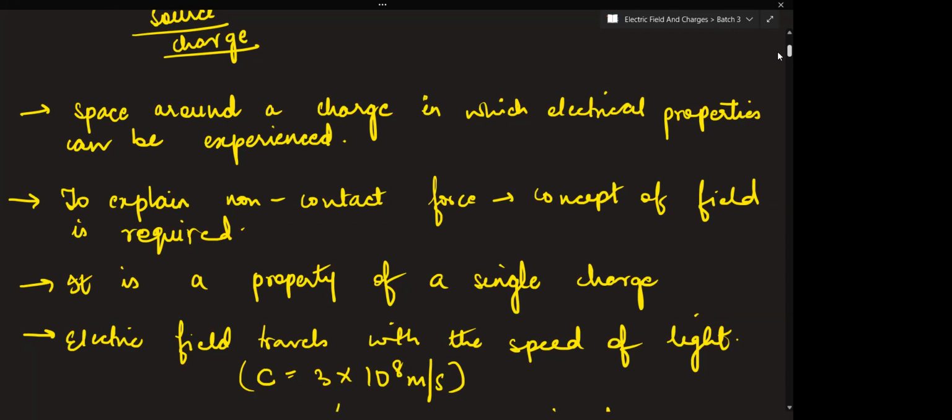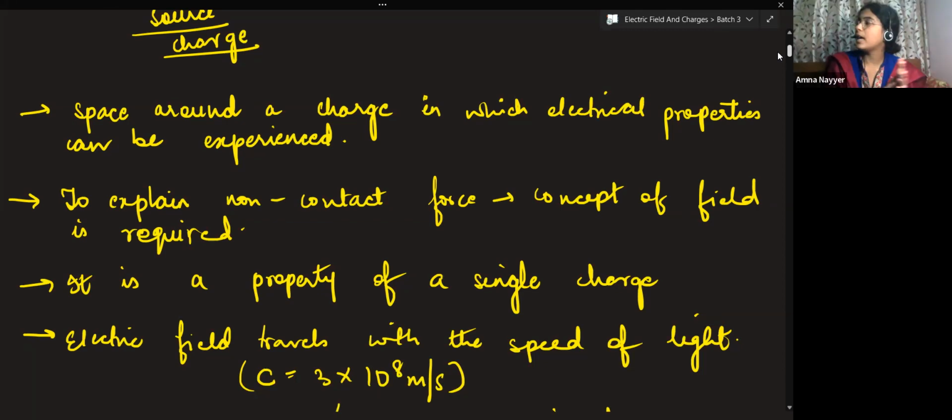At a certain distance, what happens? You are able to feel it. It means electric field explains the property of non-contact forces. Even without contact occurring between the two charges, you are able to experience that force. That is used to explain the concept of electric field. So that is what is written to explain non-contact forces. The concept of electric field is required.